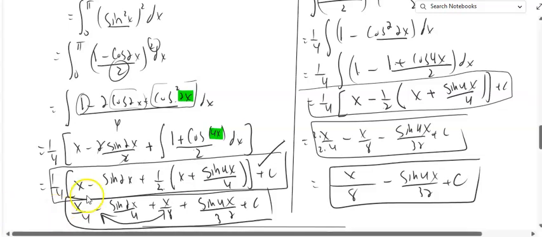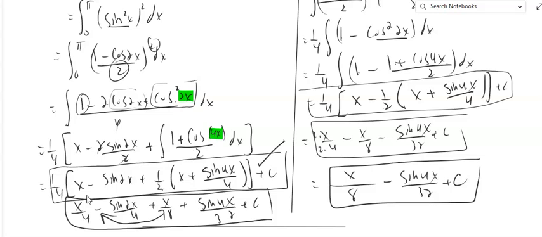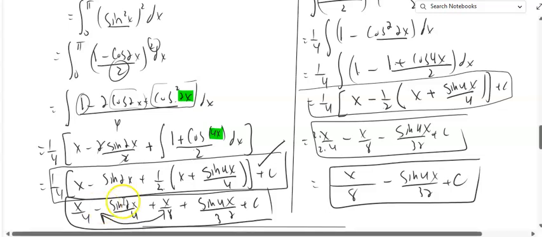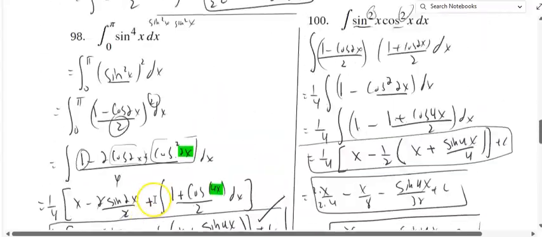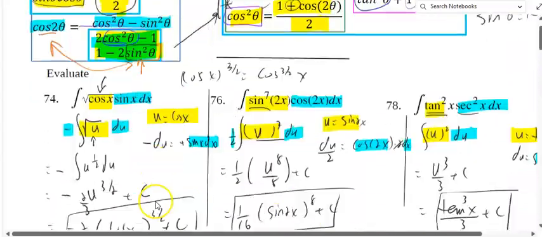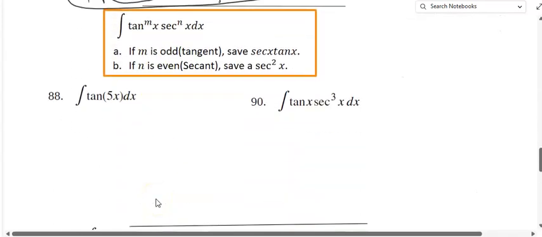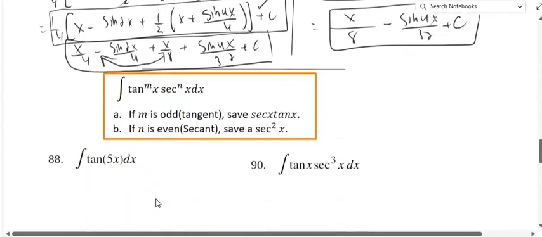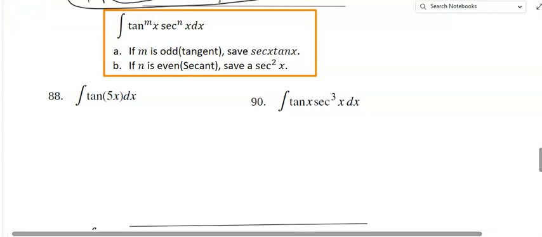So the deal here is, when you get to 3.3, they're going to use 3.1 and 3.2. When you get to 3.4, they're going to use 3.1, 3.2, and 3.3, and the list goes on. So this is as far as even and odd multiples of sine and cosine. When we get to tan and secant, well, here I'm looking for an odd tangent or an even secant.